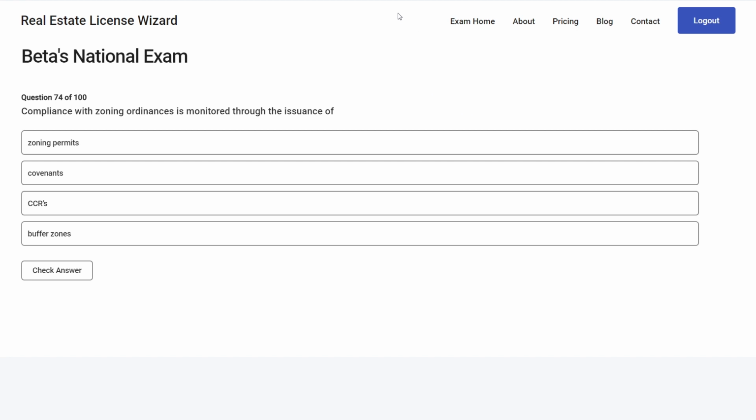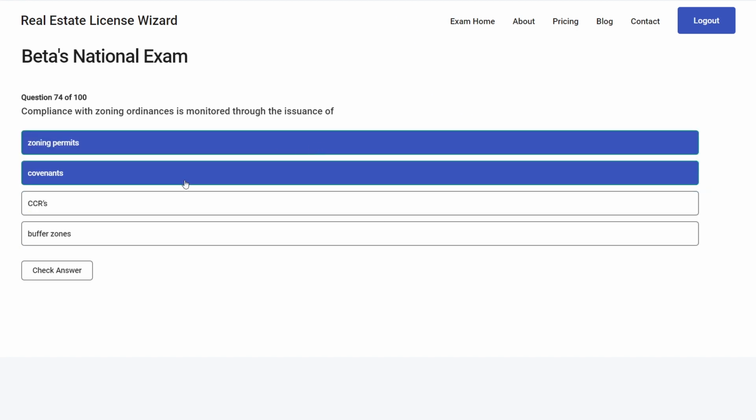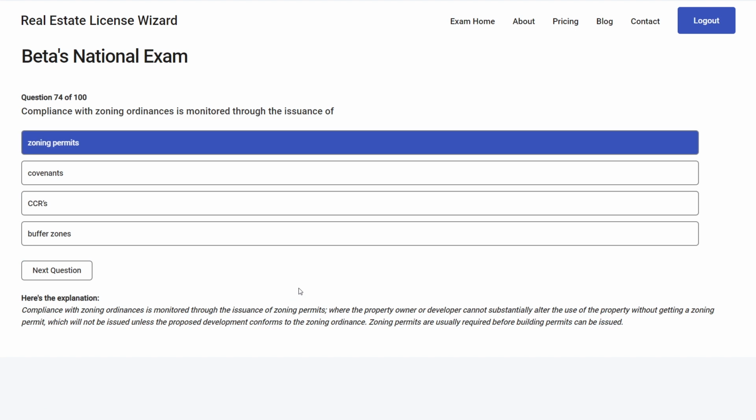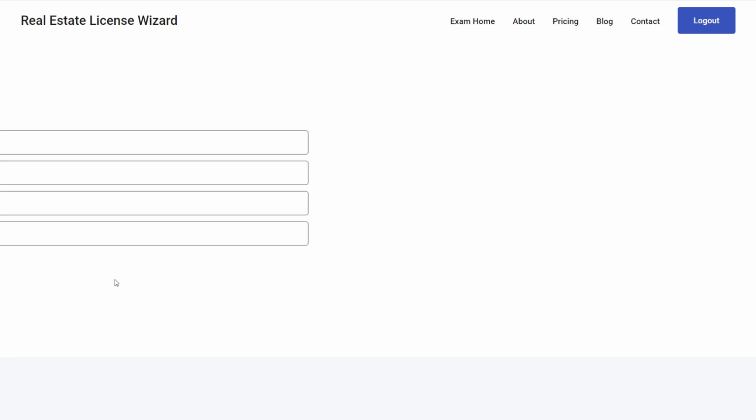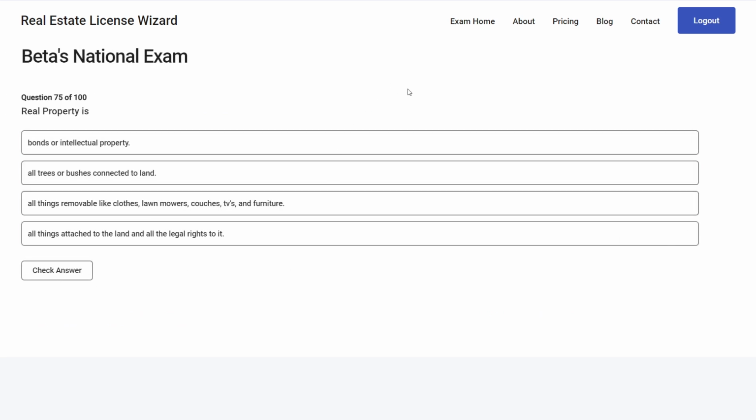All right, hopefully you guys came up with a good answer. The correct answer for this one is zoning permits. Yes, so listen, compliance with zoning ordinances is monitored through the issuance of zoning permits, where the property owner or developer cannot substantially alter the use of the property without getting a zoning permit, which will not be issued unless the proposed development conforms to the zoning ordinance. Zoning permits are usually required before building permits can be issued. So, super important to understand, and definitely this is one of the ones that comes up all the time on the exam.